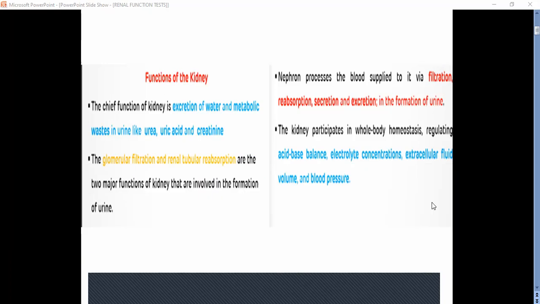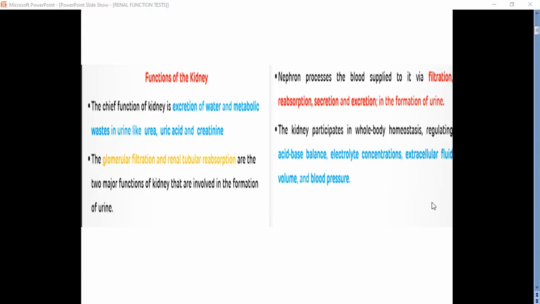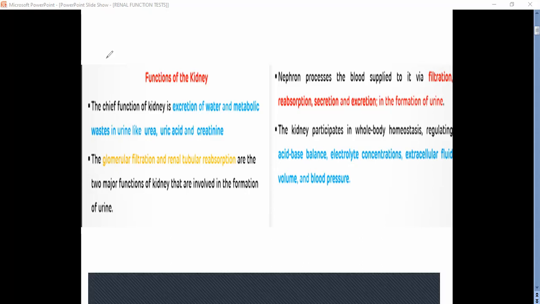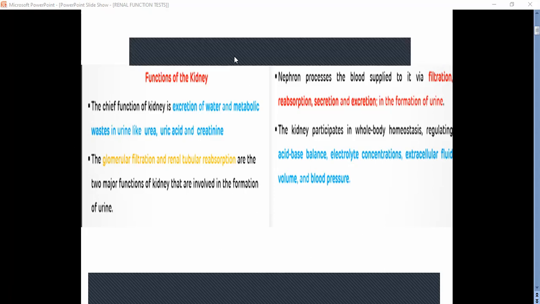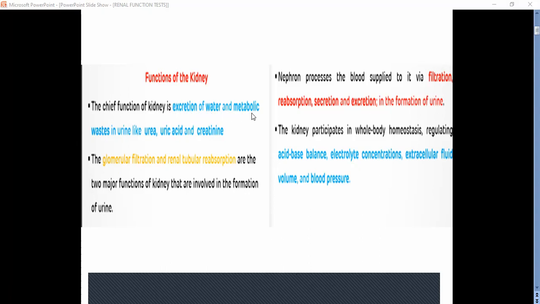Before going to the renal function test and its biochemical changes, first of all we have to know the basic idea of the functioning of the kidney. The chief function of the kidney is the excretion of water and metabolic wastes in urine, like urea, uric acid and creatinine.